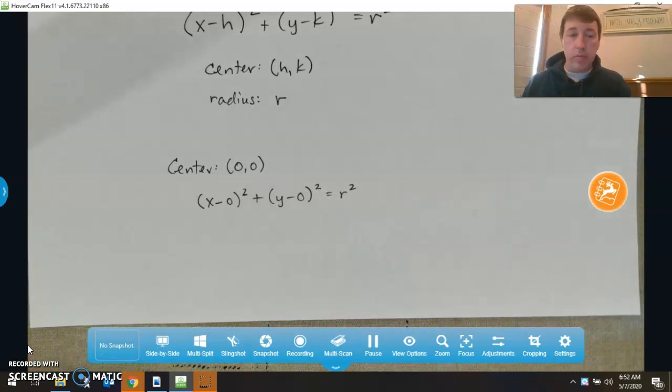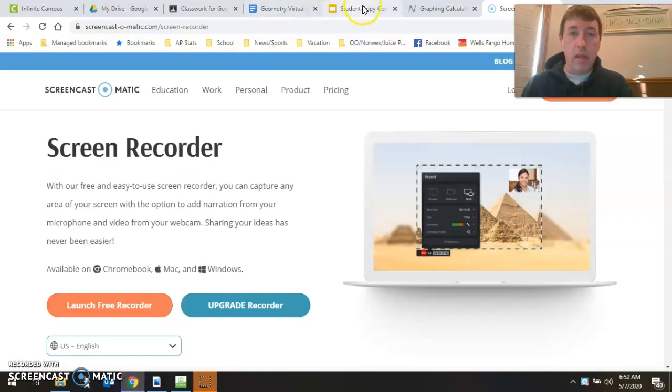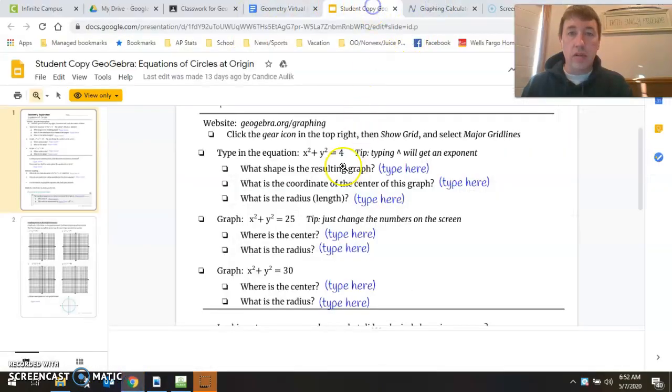Now I'm going to go through a program called GeoGebra to help us graph these. Should be nice and easy. I'm also going to go through a student copy here. I'll attach both of these as we go. So I'm on the website geogebra.org/graphing. If you can follow along, that'd be awesome.